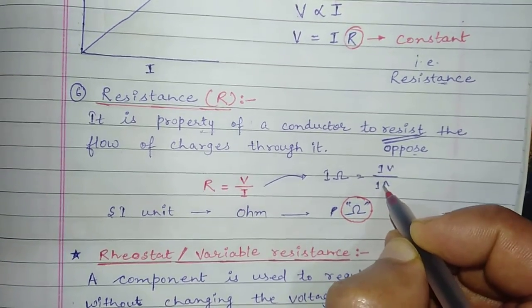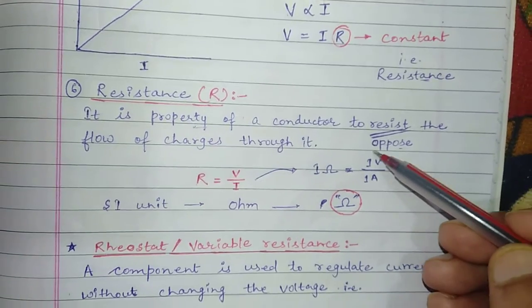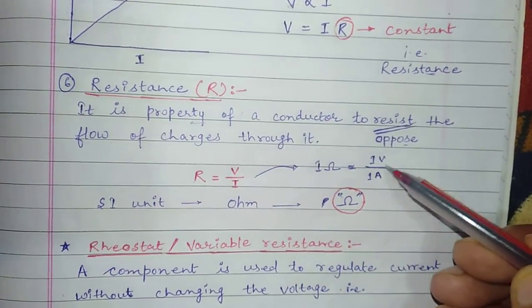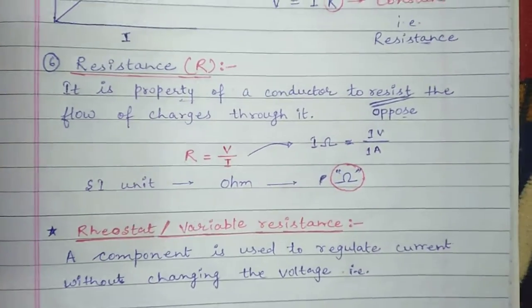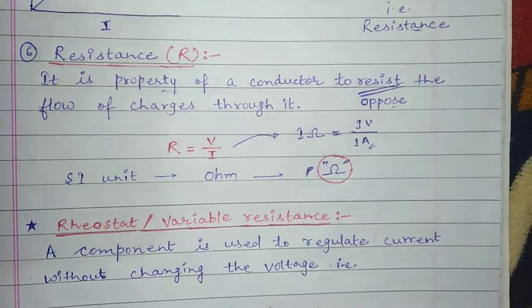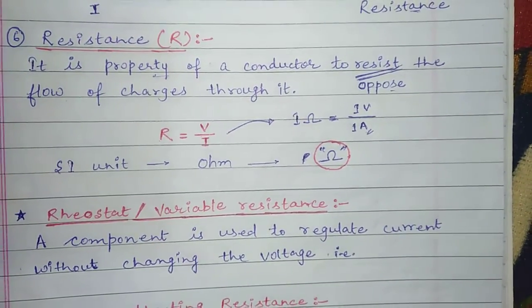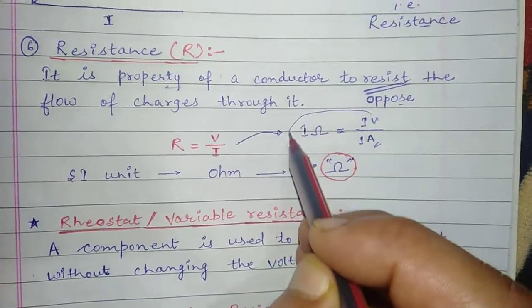Yes, so what is the definition? It will be when the potential difference is 1 volt across the wire and 1 ampere current flows into the wire. So in that condition the resistance would be 1 ohm. So try to write it yourself.